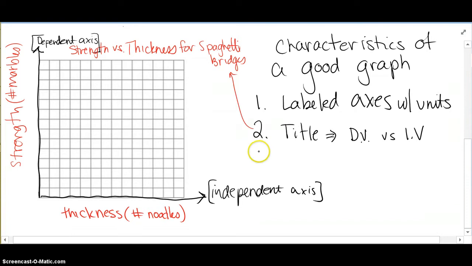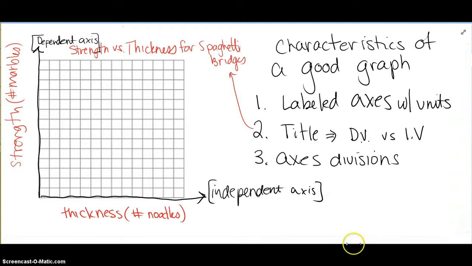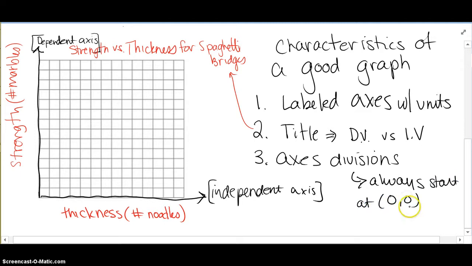The third characteristic, and this is where we might differ from math a little bit, is our axes labels, axes divisions. Something to note is that in physics, we always start our graph at 0, 0. So on this graph, when I go to label, I'll do this in red, these divisions down here and up the side, my first division is 0, 0. Then the only requirement is that each square is worth the same amount.